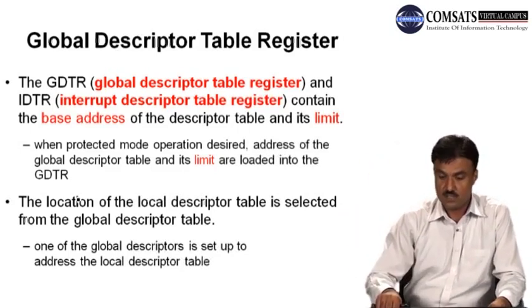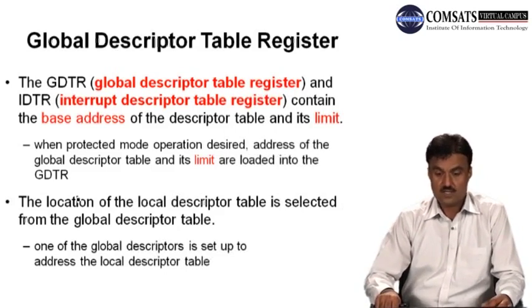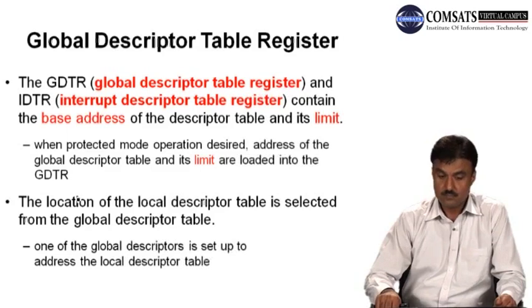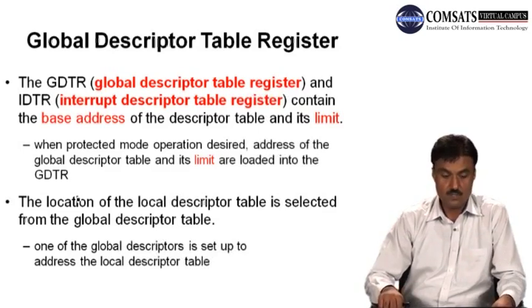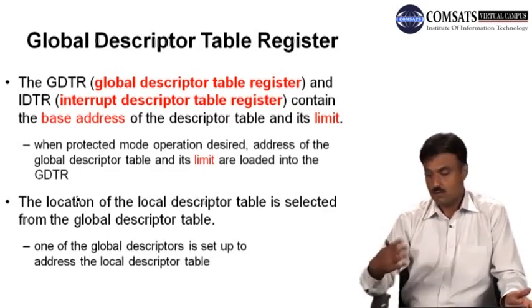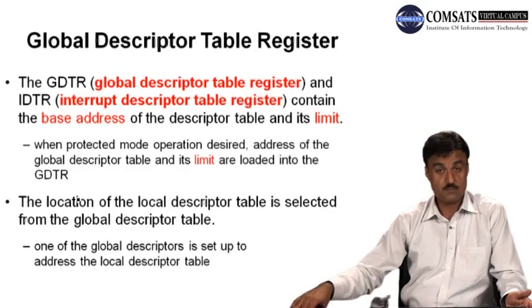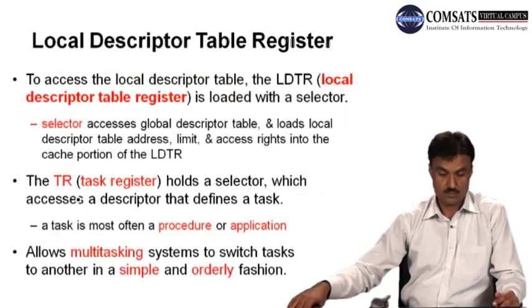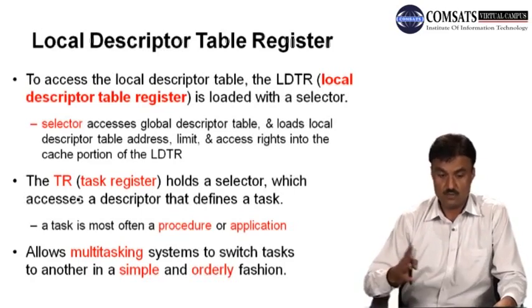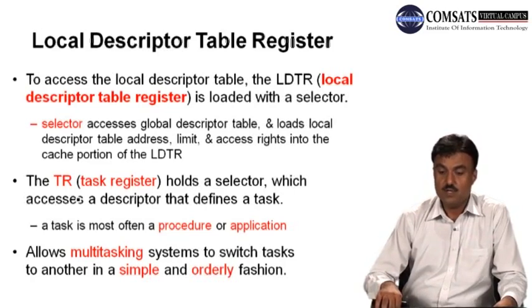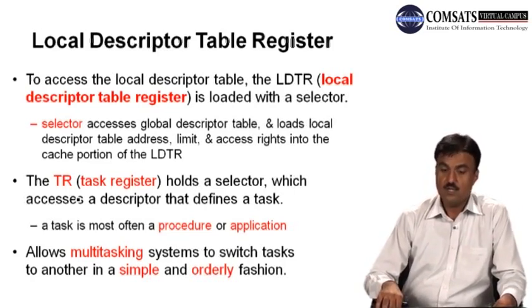And when protected mode operation is desired, the address of the global descriptor table and its limit are loaded into the GDTR, the global descriptor table register. So the location of the local descriptor table is selected from the global descriptor table. One of the global descriptors is set up to address the local descriptor table. So we will use these global descriptors to access also the local descriptors. So the local descriptor table register, or LDTR, is loaded with a selector. If we want to access the local descriptor table, the LDTR is loaded with a selector.